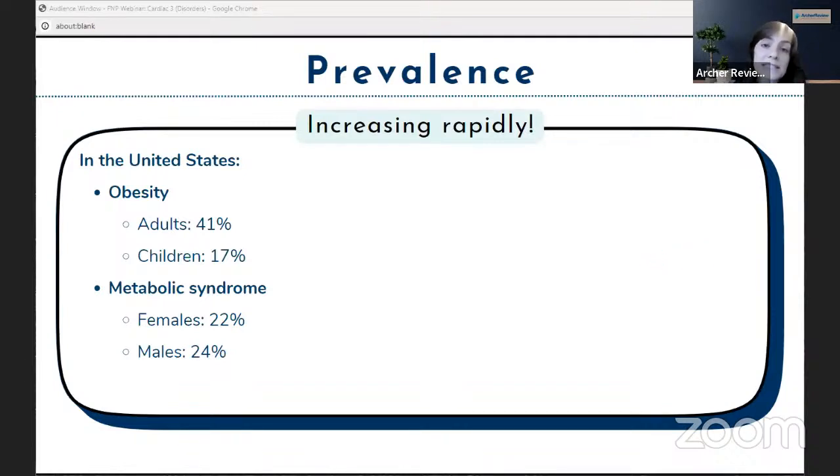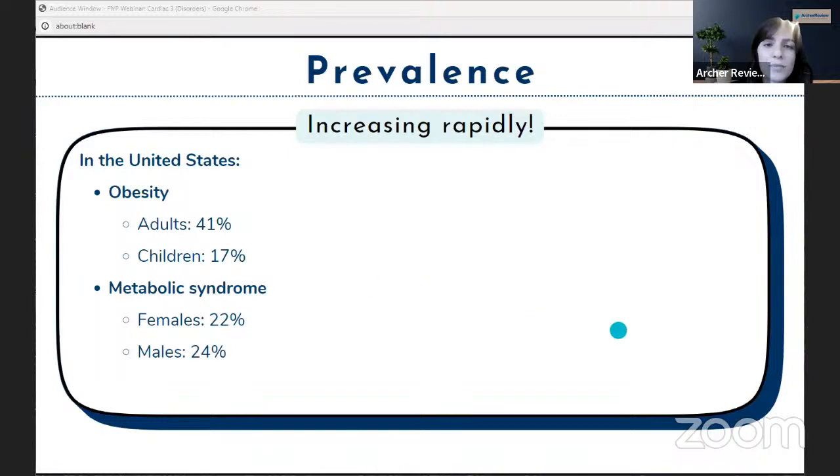So we really want to talk to them about their lifestyle and their weight loss efforts. The prevalence is increasing rapidly. So in the US, you'll notice this number, adult patients, 41% are obese. If you think about that, that's going to be half your patients coming into the clinic. They're going to be categorized in that obesity category. So you really want to screen your patients and make sure you're talking to them about their lifestyle and helping them with their modification.